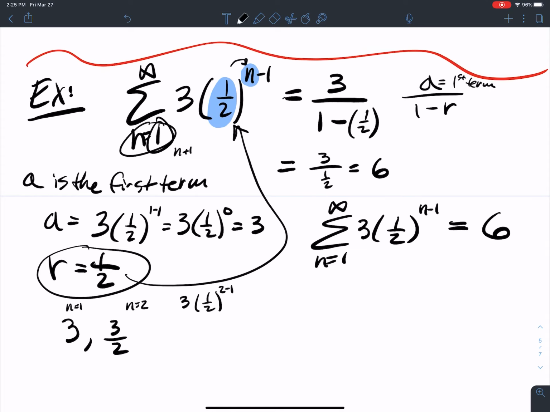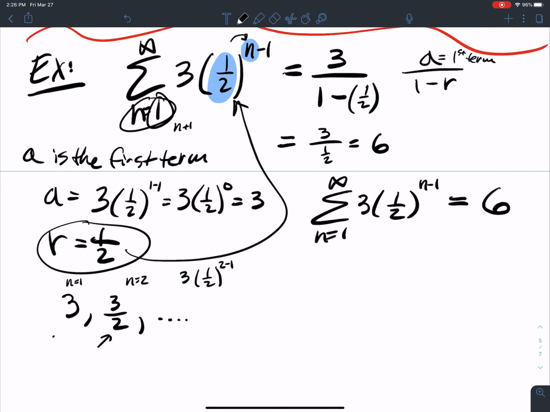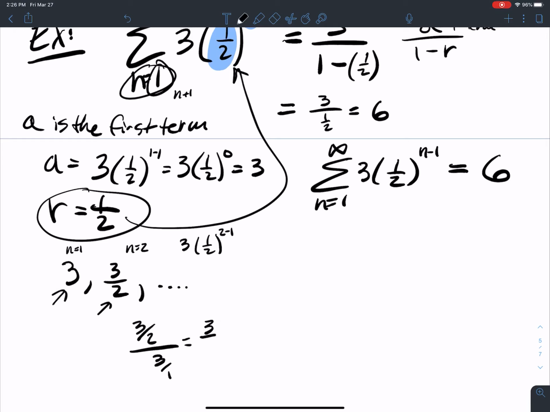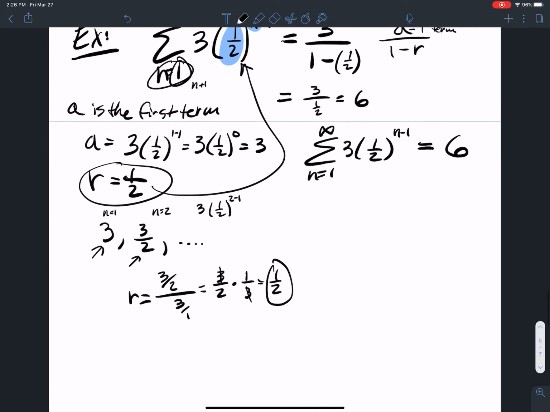Then you could keep going, but all you need is to divide this term by the one before it. So 3/2 divided by 3. How do I do this? Keep, change, flip. Change division to multiplication, flip the 3 over 1, cancel the 3's. I get 1/2. So my r is 1/2. That's another way to get your r if you're having trouble seeing where it comes from. Pretty cool way to do it. Now let's do something even cooler.